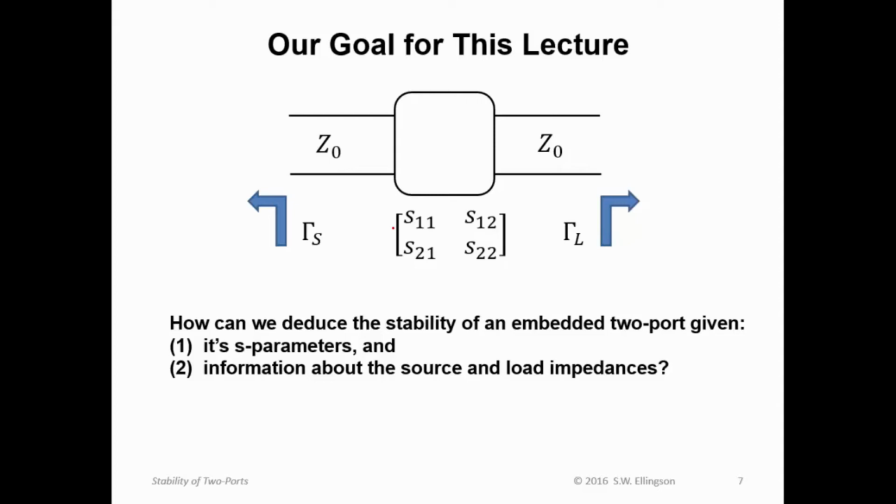Okay, so our goal for this lecture. Well, let's get back to two-port concepts. So two-port we can describe in terms of its S parameters, and we also know that we can describe the source impedance in terms of a reflection coefficient, the load impedance in terms of a reflection coefficient, and then of course we must specify the reference impedance, Z naught, in order for this all to hang together. So in this context now, can we deduce the stability of an embedded two-port if we know its S parameters and if we know the source and load impedances? So this is the objective of this lecture.